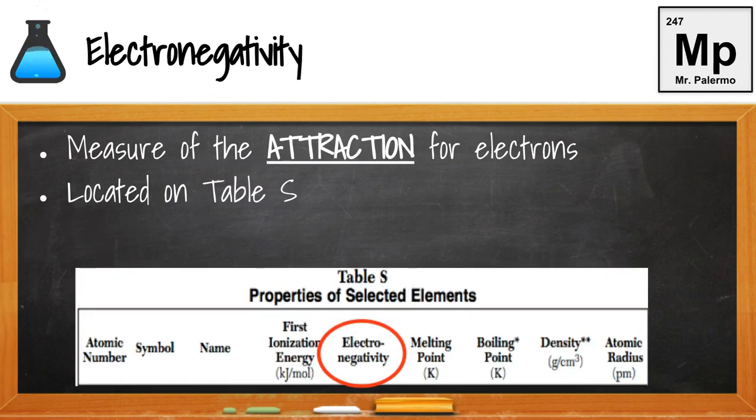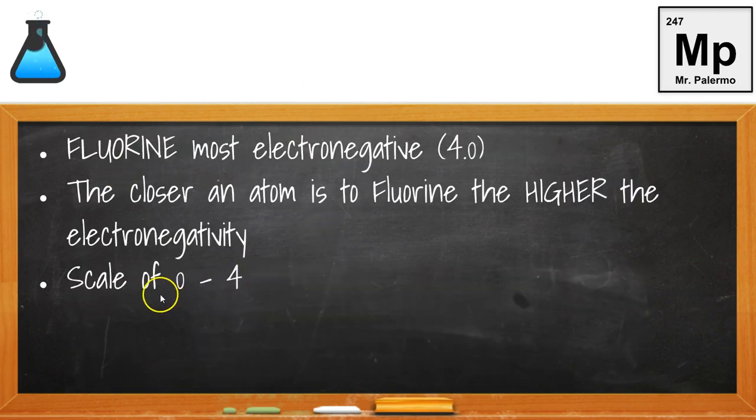This is the measure of the attraction for electrons, and it actually means the electrons in neighboring atoms. So the attraction to pull electrons into an existing atom. And the values are located on Table S, right next to first ionization energy. The scale for electronegativity goes from 0 to 4, 4 being the highest, and fluorine is the highest value. It's the most electronegative element that we have. So the closer an atom is to fluorine on the periodic table, the higher the electronegativity, or measure of attraction for electrons.